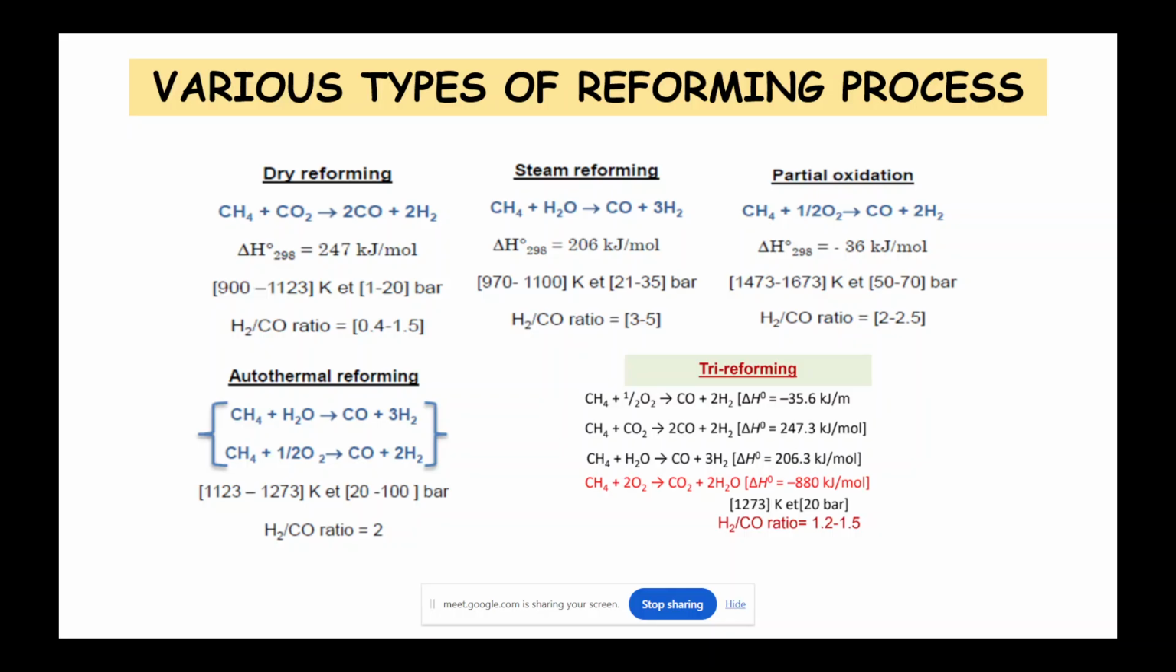Each of these process has their own advantage as well as limitations. And you can also see the enthalpy of the reaction. In case of steam reforming, it's going to be 206 kilojoule per mole of energy. Whereas in case of partial oxidation, it's going to be minus 36. So if the delta H value is negative, is it going to be an exothermic reaction or an endothermic reaction? Delta H.